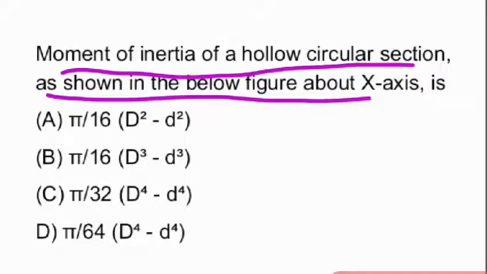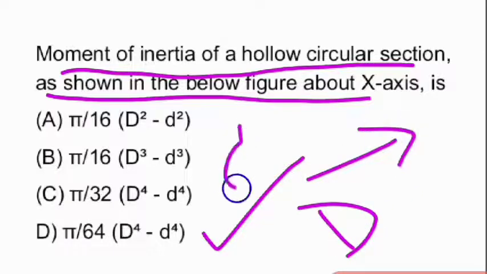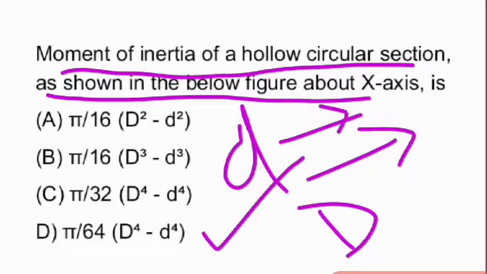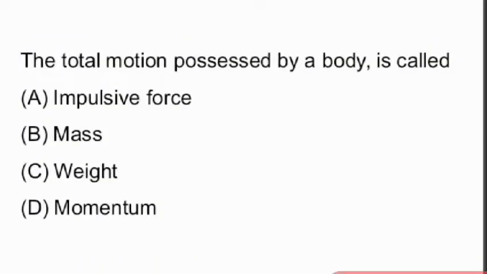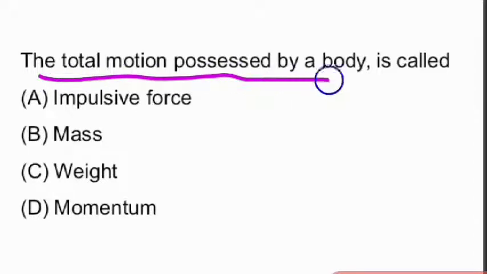Moment of inertia of a hollow circular section is nothing but pi by 64 (D^4 minus d^4), where D indicates the external diameter and small d indicates the internal diameter. So our answer is moment of inertia of a hollow circular section is pi by 64 (D^4 minus small d^4).